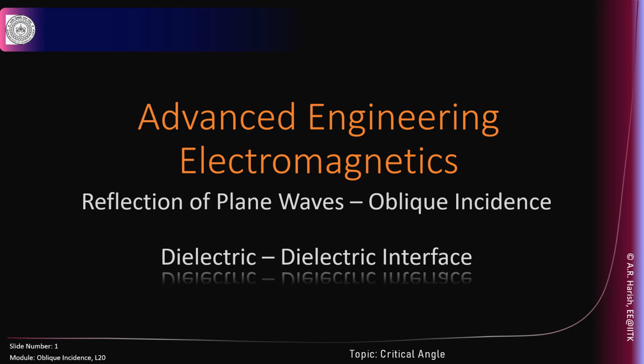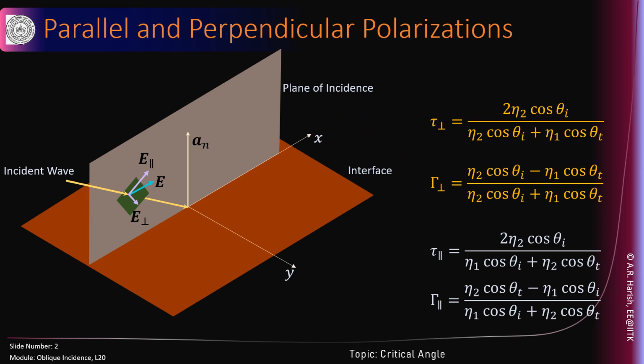Hello. Today we will continue our discussion of reflection of plane wave at the dielectric interface when the wave is incident at an oblique angle. So we had earlier considered two polarizations, perpendicular and parallel, and we also computed the reflection and transmission coefficients for these two polarizations by satisfying the boundary conditions at the interface.